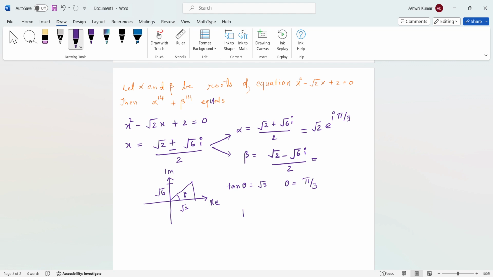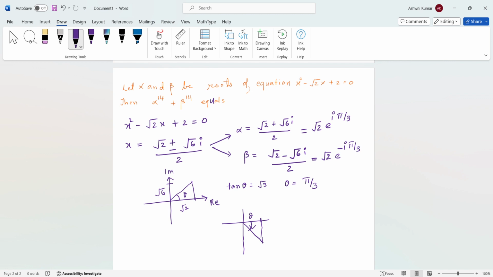Coming to the second root, see, the imaginary part is negative and the real part is root 2. So the imaginary part will be on this axis and the angle will be something like this. This is theta, and here also it will come to be minus root 3. Going in the clockwise direction like this, the angle comes out negative, and therefore beta can be written as root 2 times e to the power minus i pi by 3. I hope this is clear.